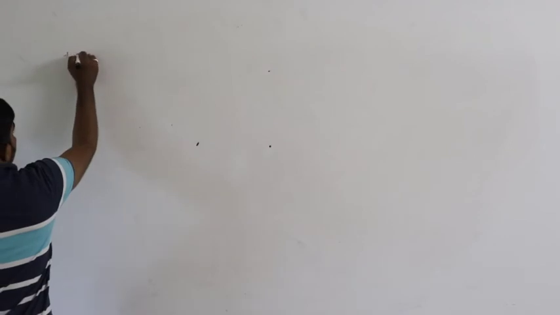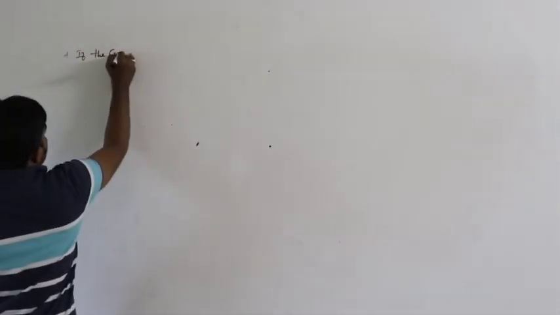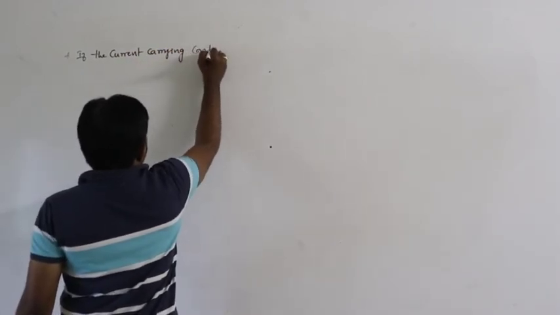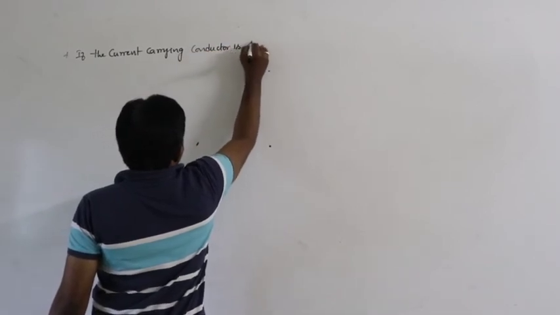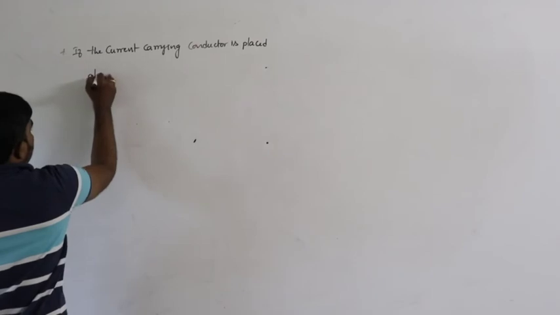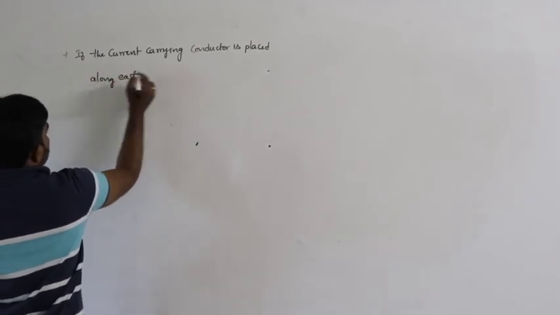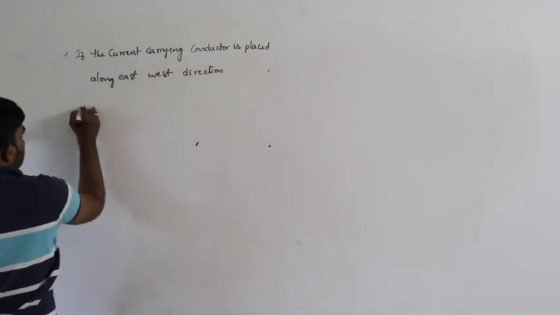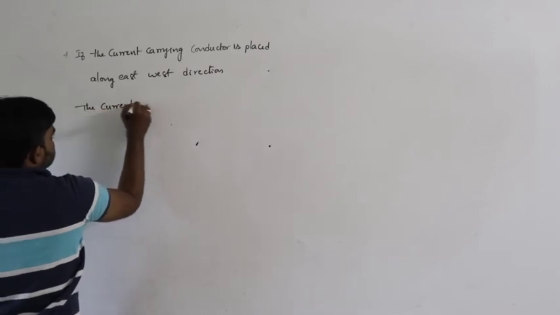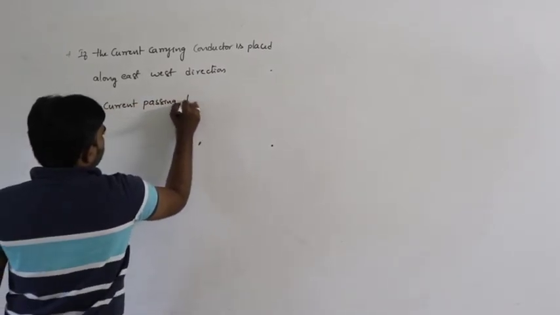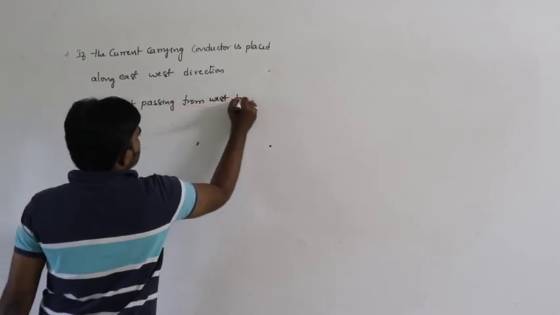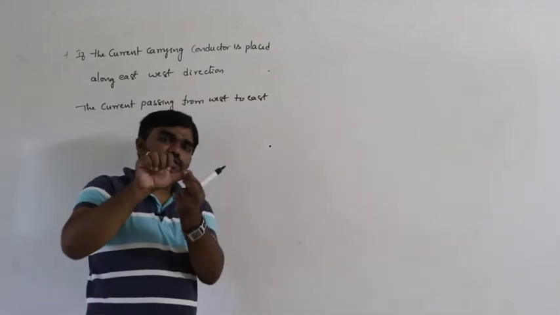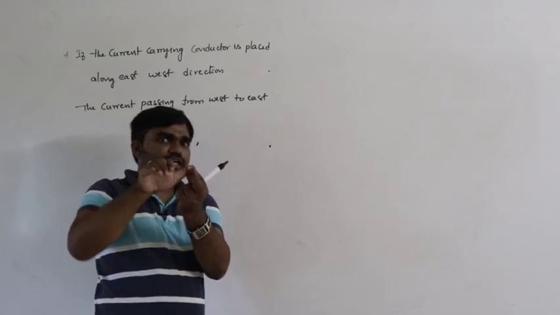So if the current carrying conductor is placed along the east-west direction, and here the current is passing from west to east, the thumb indicates the direction of the current. Curling of the fingers indicates the direction of the magnetic field.